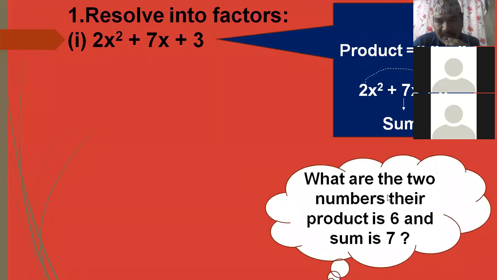What are the two numbers that I already asked and you told me already, the answer correct? What are they? They are 6 and 1. Good.